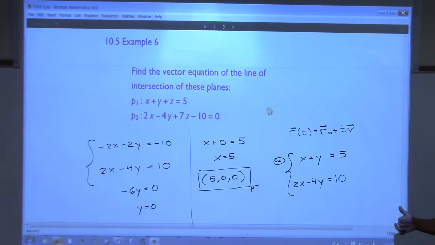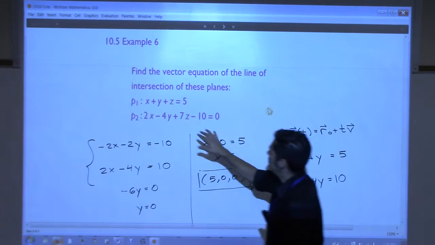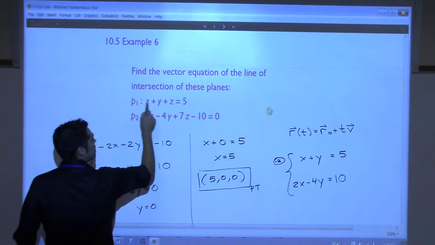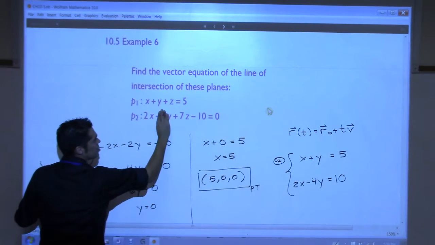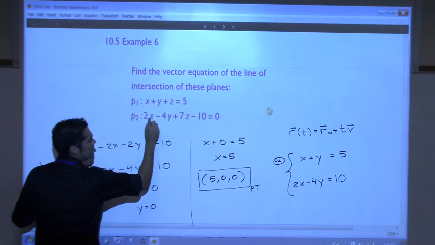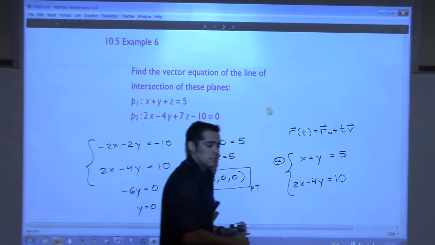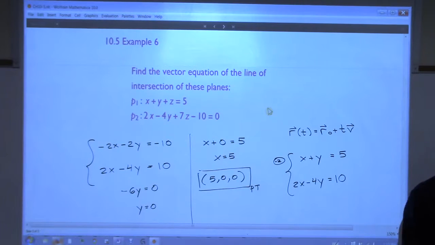Should we check it real quick? If I plug in 5, 0, 0, is the first one true? Well, those are gone. 2 times 5 is 10. 10 minus 10 is 0. That works. So that's a point that lives on the line, isn't it?